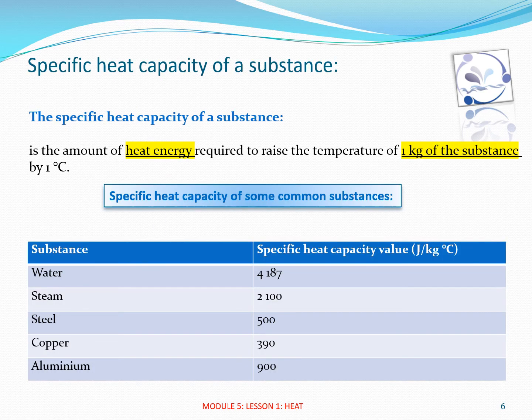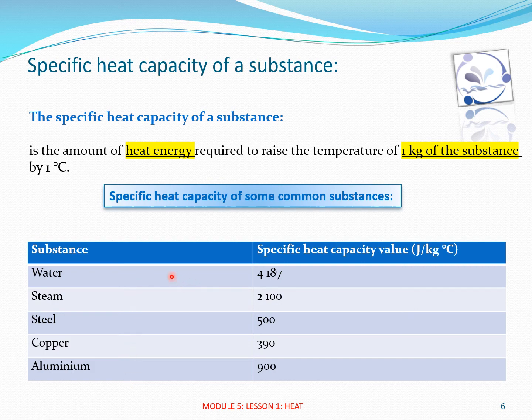Specific heat capacity of a substance is the amount of heat energy required to raise the temperature of 1 kilogram of the substance by 1 degree Celsius. Let's discuss the specific heat capacity of some common substances. These will be the common substances that are used for your test and also for your exam.